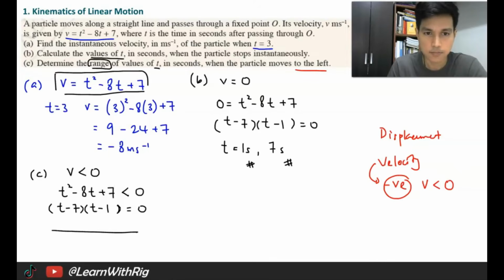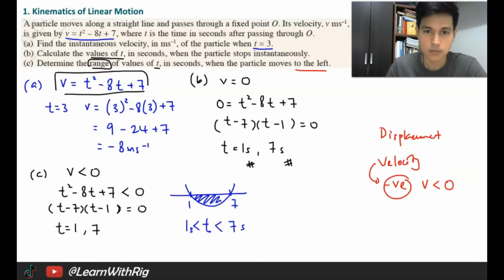I don't know if you all still remember the graph method. You already found that t is equal to 1 and 7, right? So if you draw your graph, here is 1, here is 7. Since this one is less than 0, that means your t is between 1 and 7 seconds. So this is your answer. They're asking for the range, right? So this is your answer. If you don't remember this, go and recap Form 4 chapter 2.